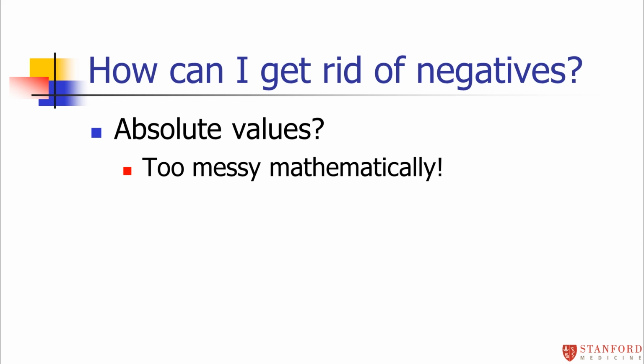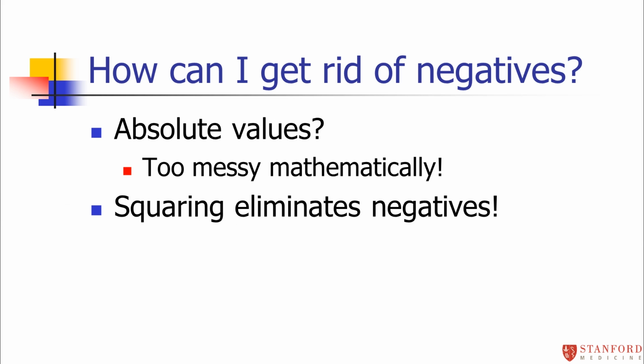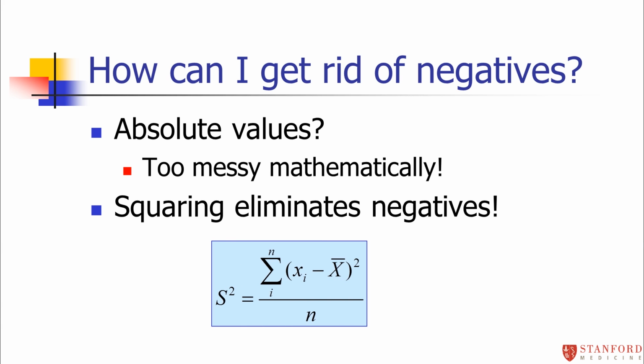Another way to get rid of negatives is to square things. So that's actually what we're going to do. This is how we're going to calculate standard deviation. We're going to square all of the distances from the mean in order to eliminate the negatives. So rather than take the raw distances from the mean and add them up, we're going to square those distances first, add up the squared distances, and get the average squared distance from the mean.